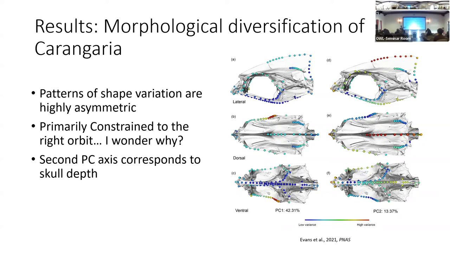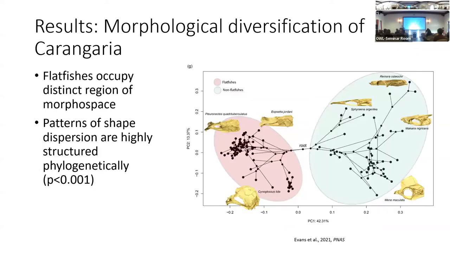There are 61 flatfishes in this data set, and they are driving this really interesting pattern of asymmetry across evolutionary time. So, the most important aspect of shape variance in PC1 is almost entirely flatfish. Remember, this data set includes many non-flatfishes, and yet 40% of the variance is flatfish. PC2 is mostly skull depth, which allows the flatfish to be highly variable.